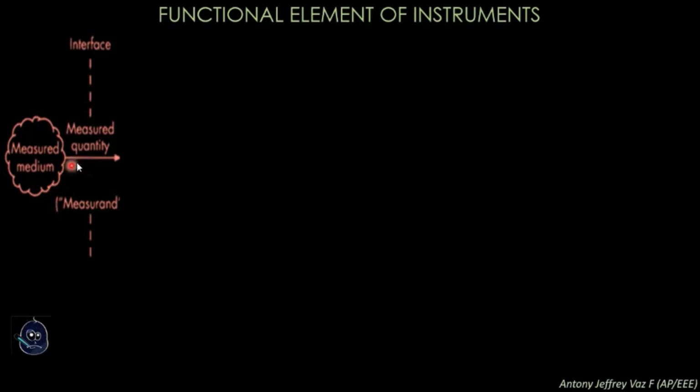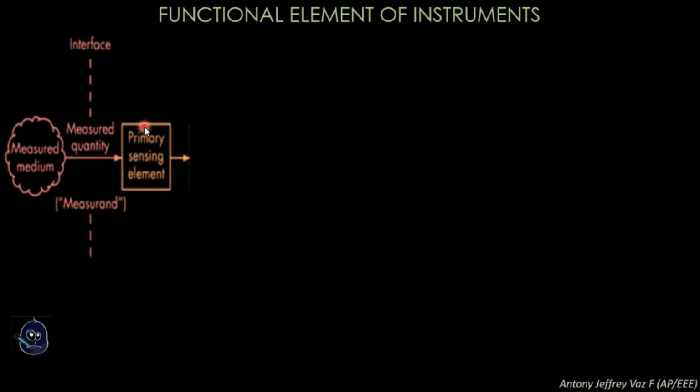Now let us move. This is the measured quantity, which is the temperature we are going to measure, and the measured medium is nothing but a person. We are going to measure the body temperature of a person, and the measured quantity is nothing but temperature. Next, we are going to see the primary sensing element.